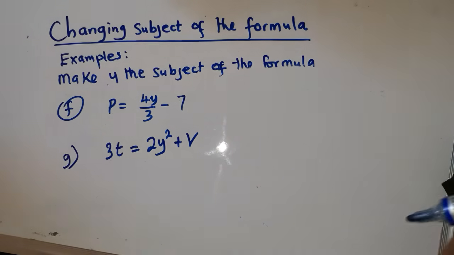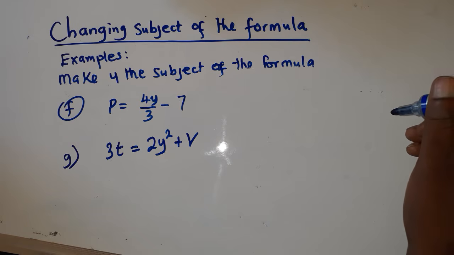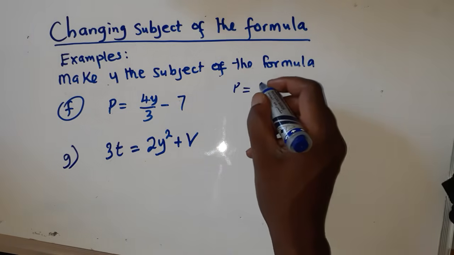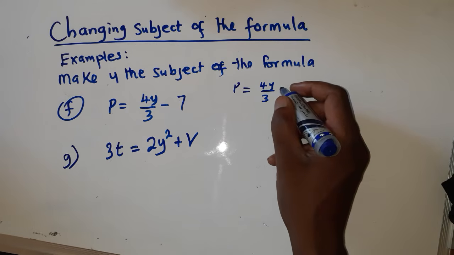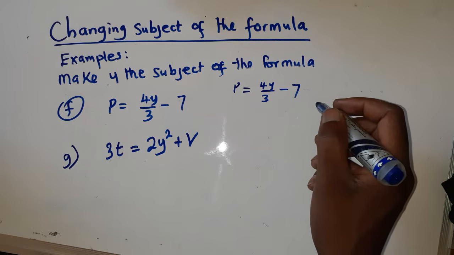Okay, so let's look at these 2 more examples. I've just thought I should give you 2 more examples. You can pause the video and do them before we even go through together. So the first one is p equals (4y minus 3) over 3, minus 7.